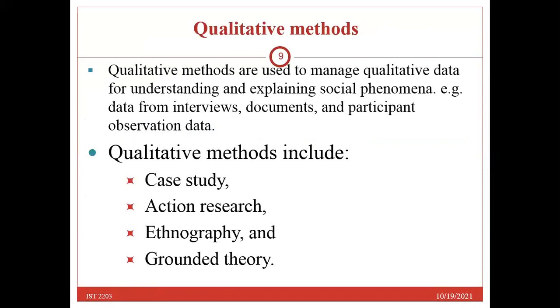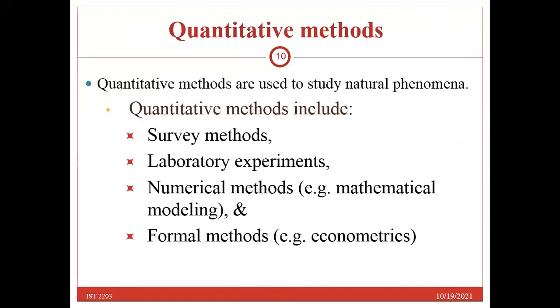So now let's begin to look at the qualitative methods. So at least you've seen which kind of situations you'd want to do qualitative research. And the methods that we can use are case study, action research, grounded theory. And then for the quantitative methods, these are methods that are used to study natural phenomena that can be measured. And these quantitative methods include surveys, lab experimentation, numerical methods, formal methods. For our course, we shall only look at the surveys and the lab experimentation.